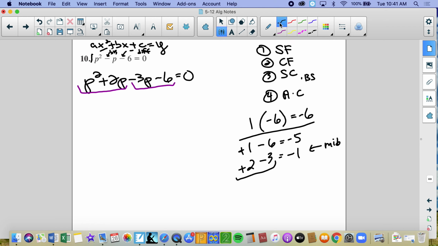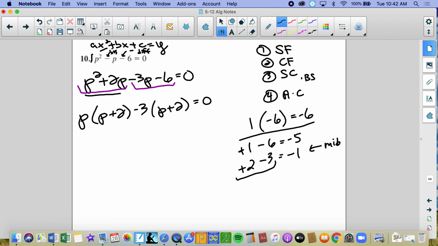I'm going to find a common factor. So if I look at these first two, the common factor is a p. So I'll take out a p, and that leaves me with p plus 2. If I look at the second set, I first notice that my first term is negative. So I have to factor out a negative. And then I look, and I can factor out a negative 3. So that leaves me with p plus 2.